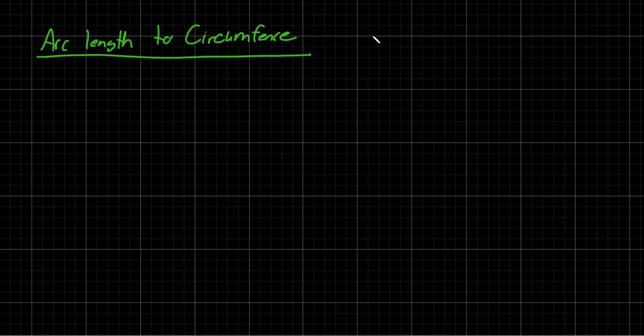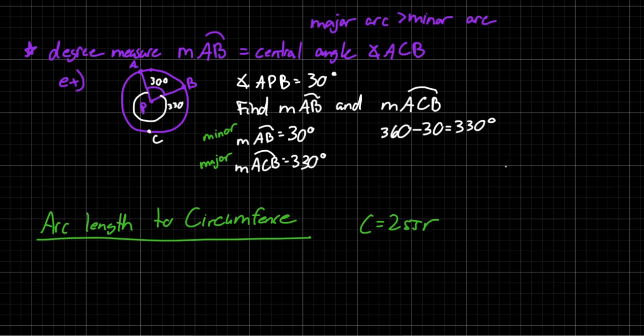Yeah, so circumference equals 2 pi r. But that is a full, entire circle. We aren't always talking about a full circle. And this one would have been my arc length right here. But that's not the whole circle. It's only a part of the circle, right?